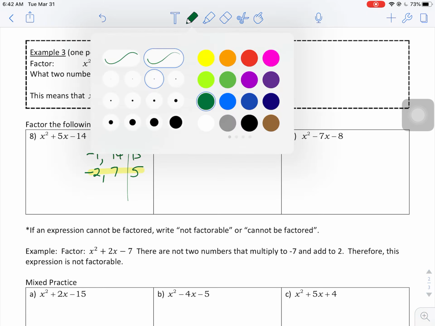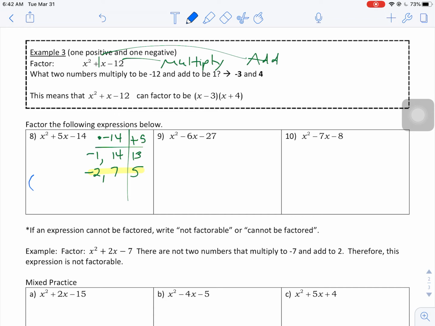So we head off to the left side, get ready to write our answer. So two sets of parentheses. X always in the first slot of the two sets of parentheses, because that's us splitting x squared into x times x. And then negative 2 and positive 7. And if we were to multiply that out, we would get what we started with.